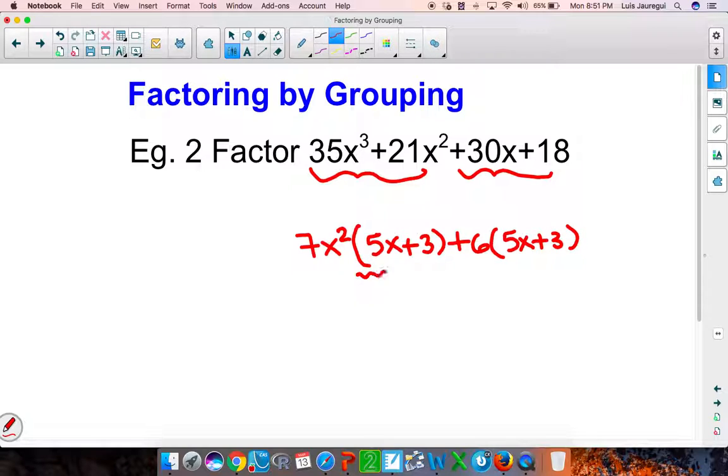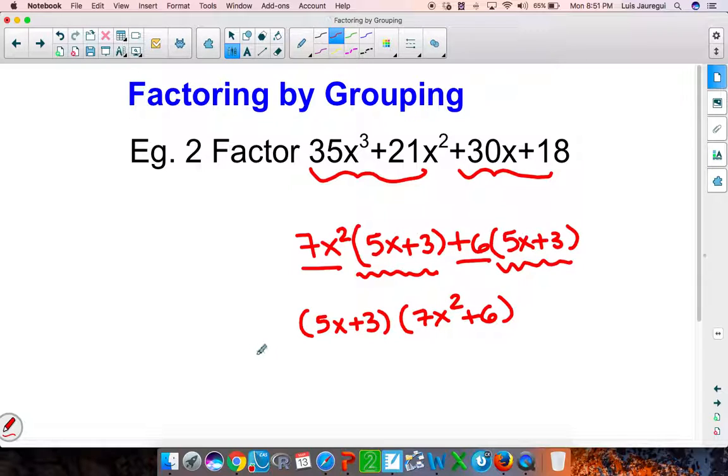Again, one more time, pay close attention here as we have a common factor of 5x plus 3 for both terms. So let's go ahead and factor it out. So we have 5x plus 3. And what you're left with is 7x squared plus 6.